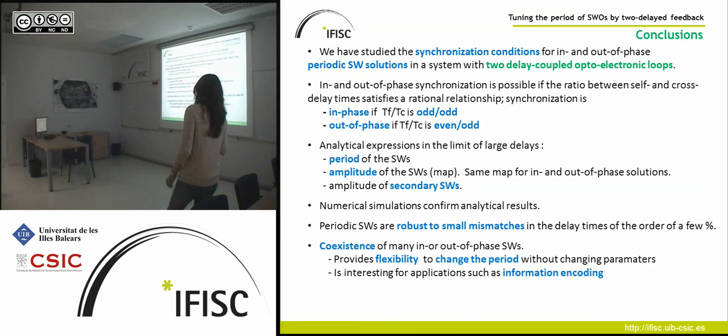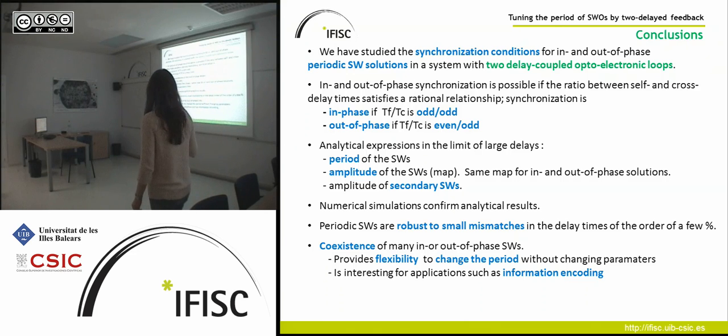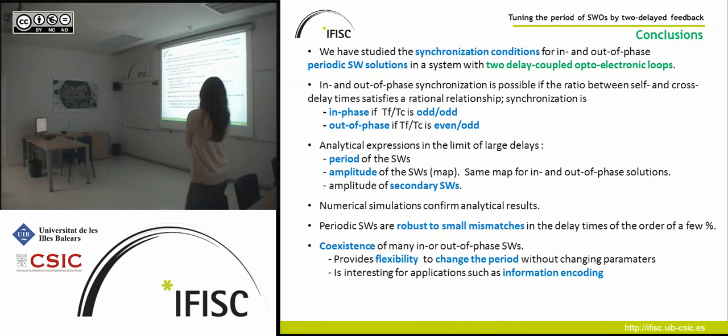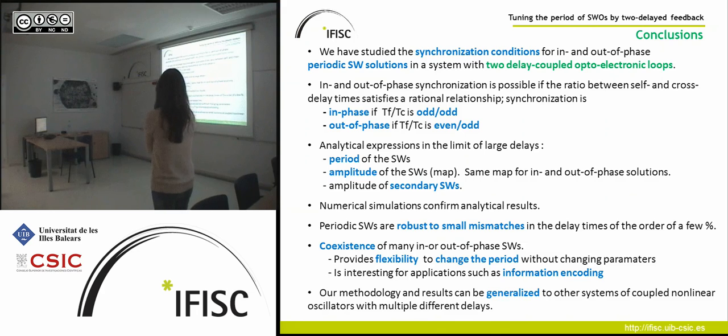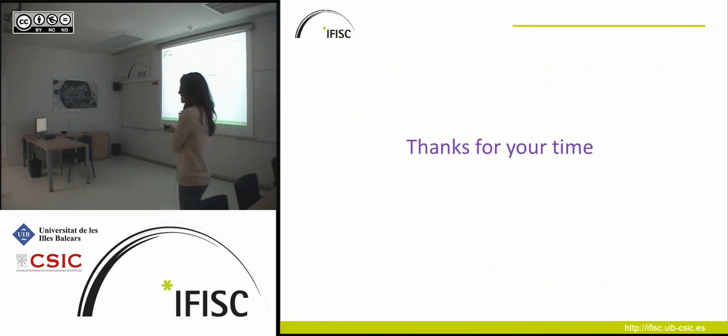Also, we have demonstrated the coexistence of many in or out of phase periodic square wave solutions. And this provides a large degree of flexibility to tune the period without changing any parameter of the system. This can be interesting for applications such as information encoding. Finally, let's say that our methodology and results can be generalized to other systems of coupled nonlinear oscillators with multiple and different delays. That's all. Thanks for your time.